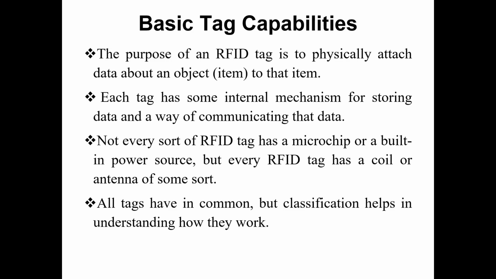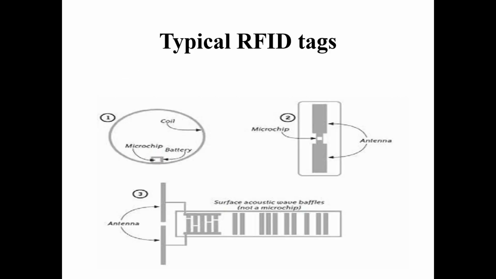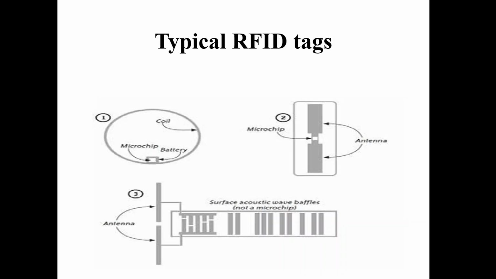So the basic tag capabilities of RFID are identifying objects, storing and exchanging data, supporting read-write operations, and sometimes providing security and sensing features. Next, it shows the typical RFID tags. They include passive tags, active tags, and semi-passive tags. Semi-passive means a battery-assisted passive tag.